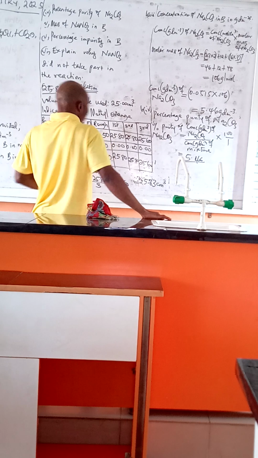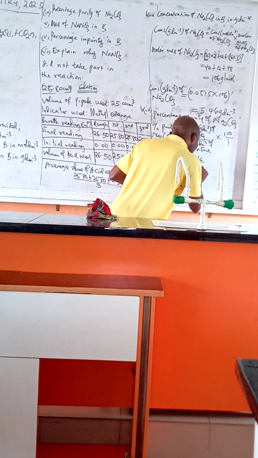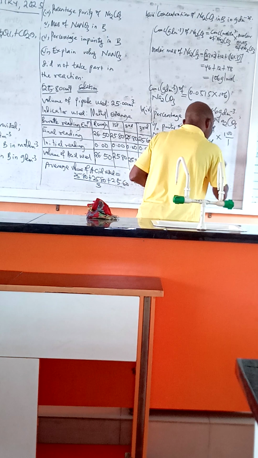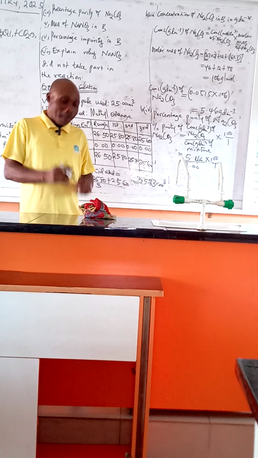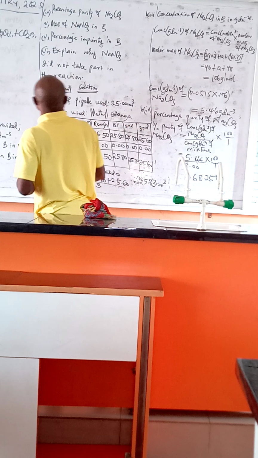Which is 5.46 all over, if you go back to the equation, the concentration in gram per dm cube of the mixture is given as 8.00, multiplied by 100/1. Engage your calculator: 5.46 times 100 divided by 8. You have 68.25%.